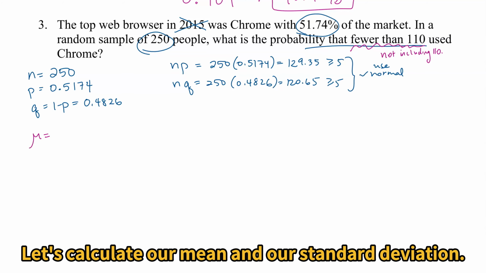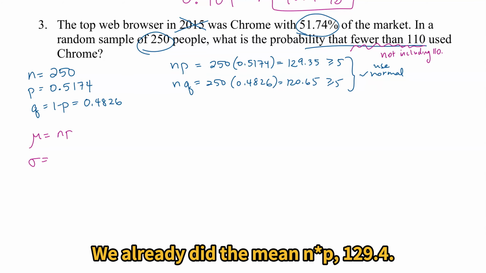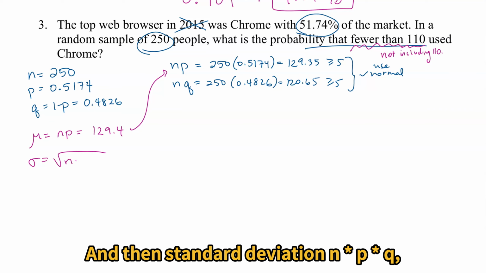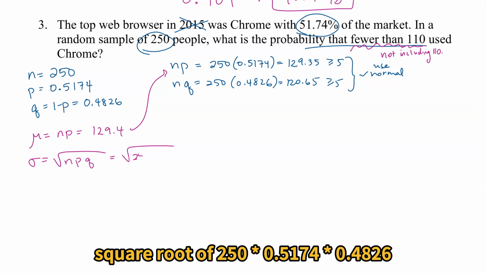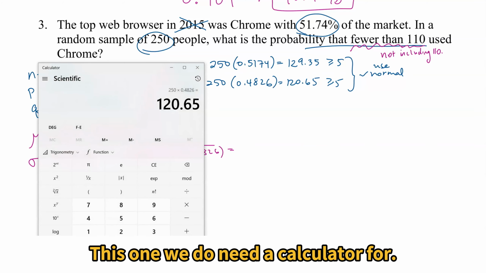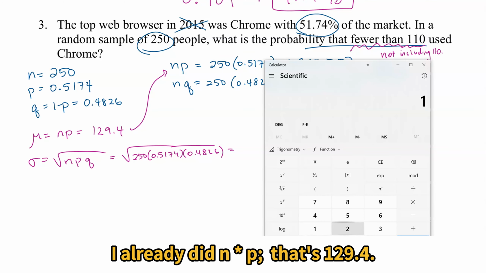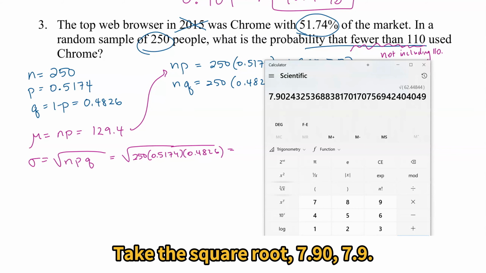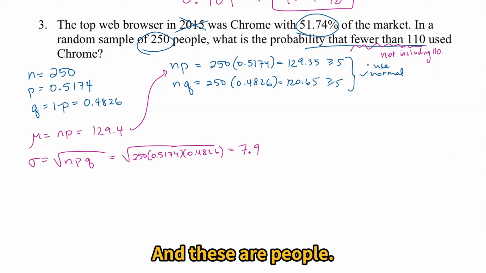Let's calculate our mean and our standard deviation. We already did the mean, n times p, 129.4. I just grab it from my calculation of n times p. And then standard deviation, the square root of n times p times q, 250 times 0.5174 times 0.4826. This one we do need a calculator for. I already did n times p, that's 129.4, and I need to multiply it by q, 0.4826. I get 62.4. Take the square root, 7.90, 7.9. And these are people.